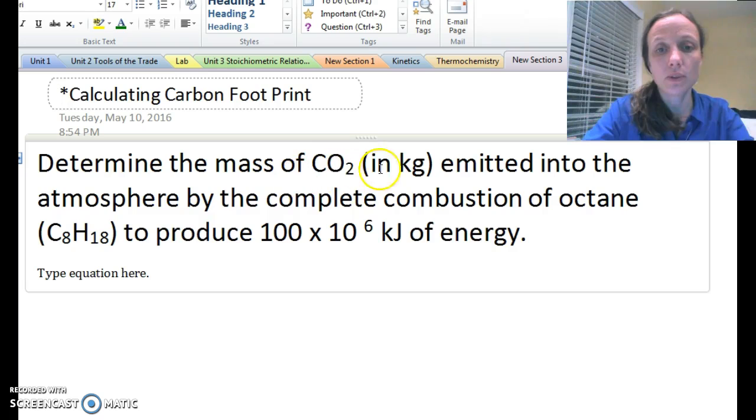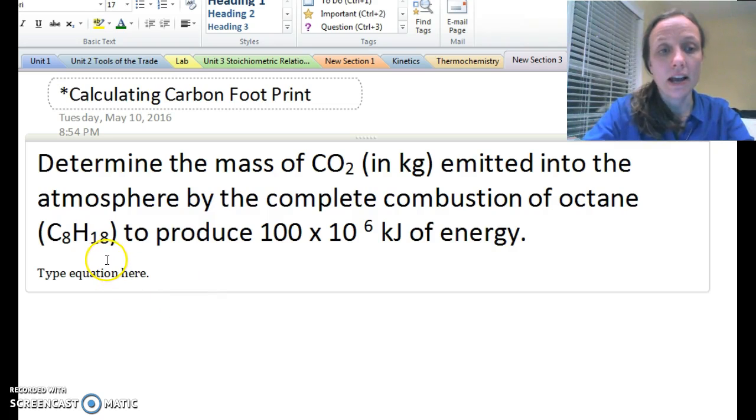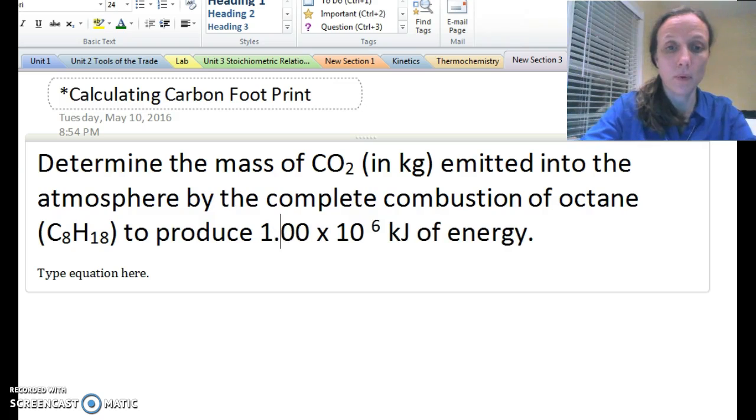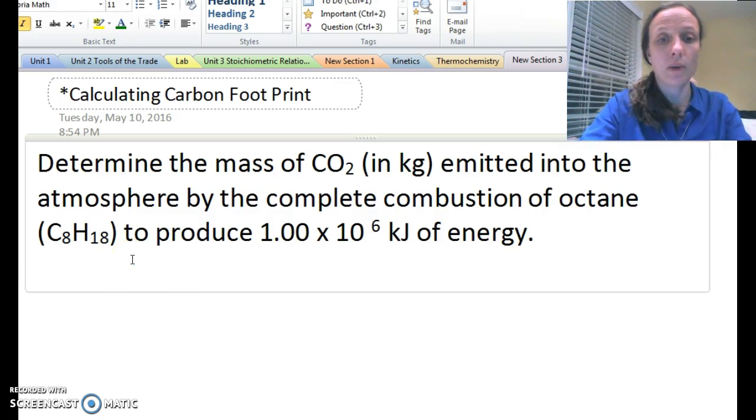Determine the mass of CO2 in kilograms emitted into the atmosphere by the complete combustion of octane, C8H18, to produce 1.00 times 10 to the 6 kilojoules of energy. All right, so the first thing that we need to do is write that balanced equation.